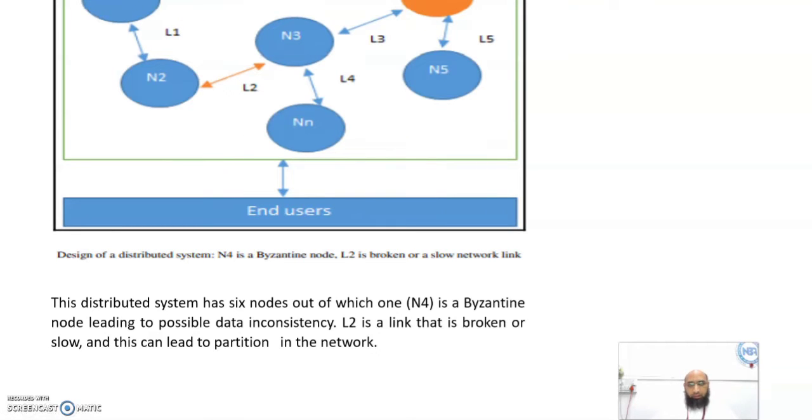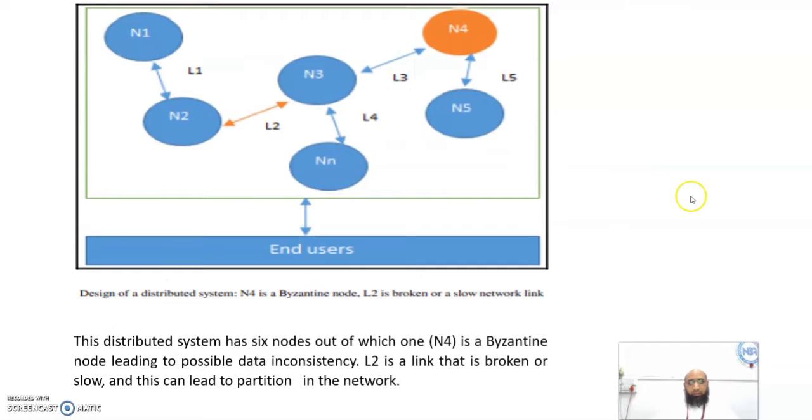The primary challenge, I think it is now visible. The distributed system has 6 nodes: N1, N2, N3, N4, N5 and N6. Out of these, N4, which is in a different color, orange, is a Byzantine node leading to possible data inconsistency. L2 is a link that is broken or slow, which is also one of the problems, and that can lead to partition in the network.